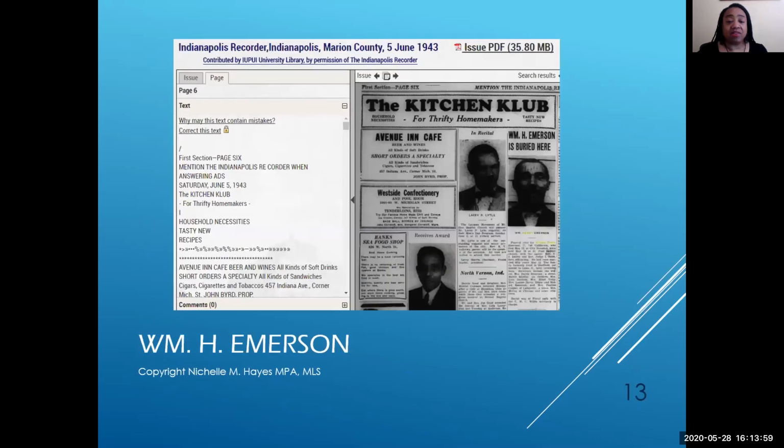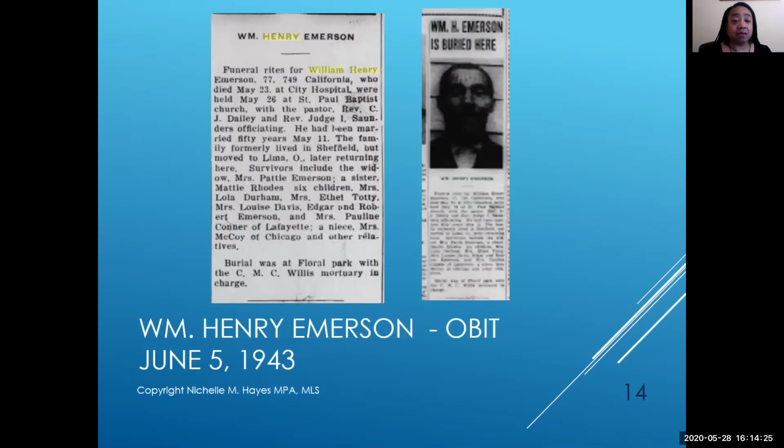So here we have a clipping of not a direct ancestor, but a great-grand uncle, and his name was William H. Emerson. And he's someone I just stumbled upon when I was doing some other research when I was looking at the Recorder. But because I had a connection to that name and it resonated with me, I looked at it and did some further digging. And so we're going to look at that particular news slide. So this is William Henry Emerson.